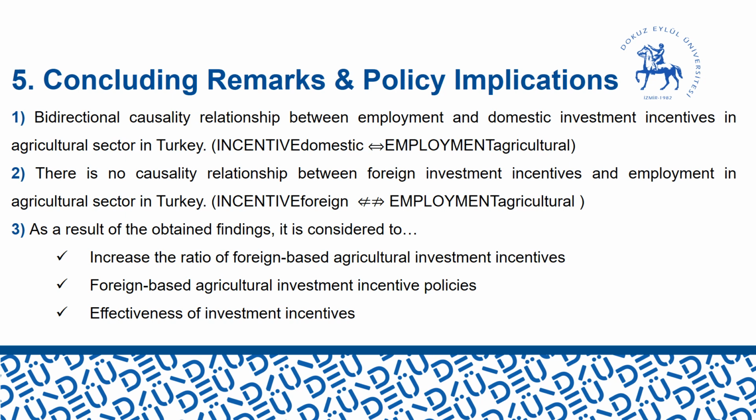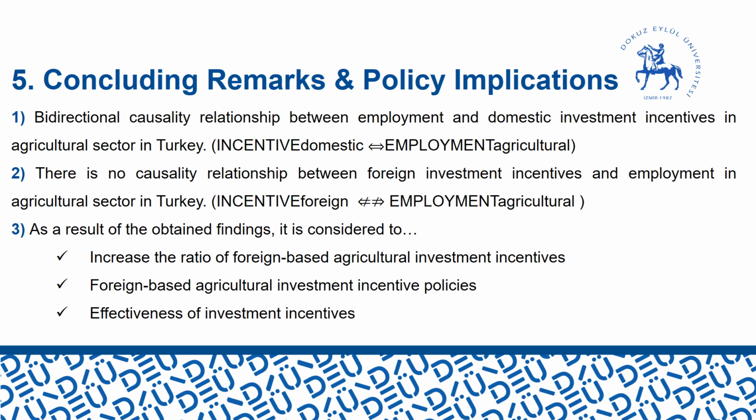At the conclusion of the study, according to these findings, it has been determined that there is a bidirectional causality relationship between employment and domestic investment incentives in the agricultural sector in Turkey. This finding revealed that domestic agricultural investment incentives contribute to policies aimed at increasing agricultural employment in Turkey. On the other hand, there is no causality relationship between foreign agricultural investment incentives and agricultural employment in Turkey. These findings indicate that foreign agricultural investment incentives do not have an effect on agricultural employment in Turkey.